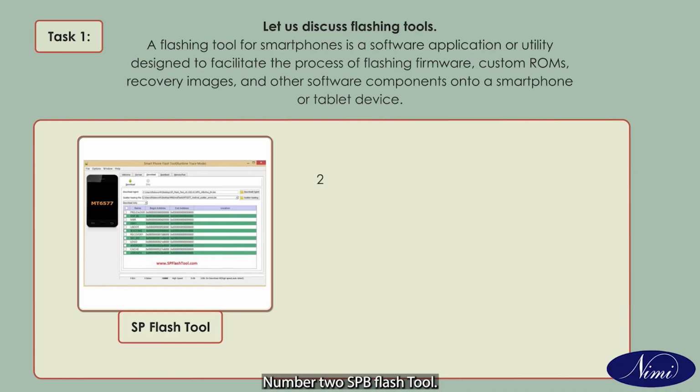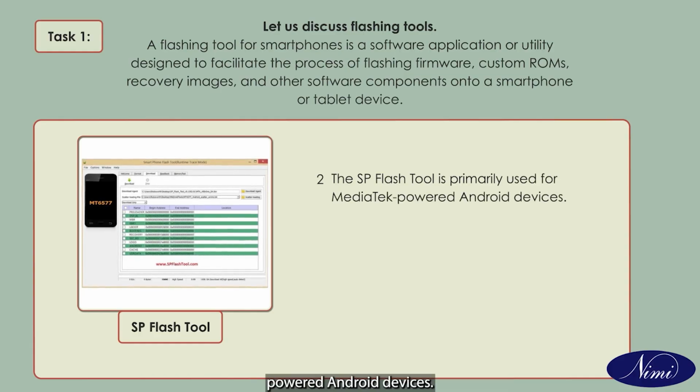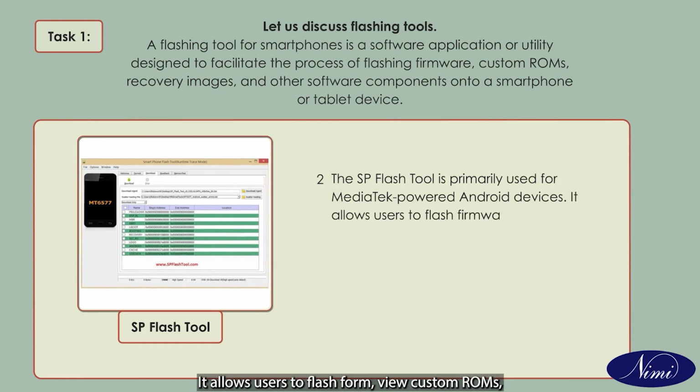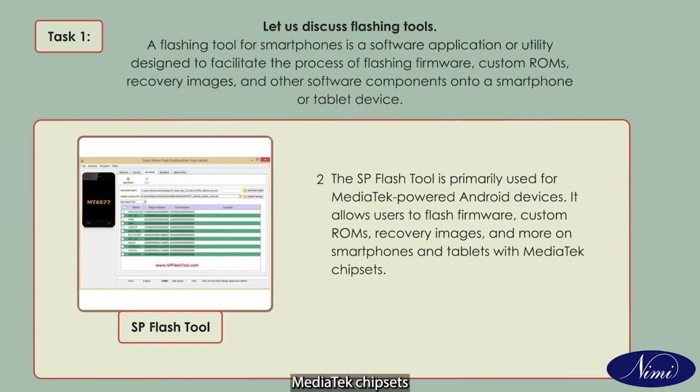Number 2. SP Flash Tool. The SP Flash Tool is primarily used for MediaTek-powered Android devices. It allows users to flash firmware, custom ROMs, recovery images, and more on smartphones and tablets with MediaTek chipsets.